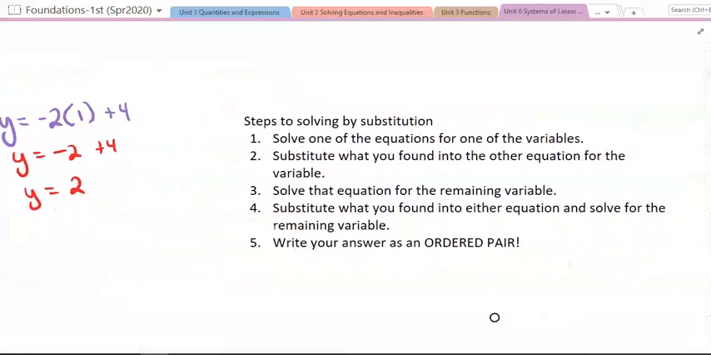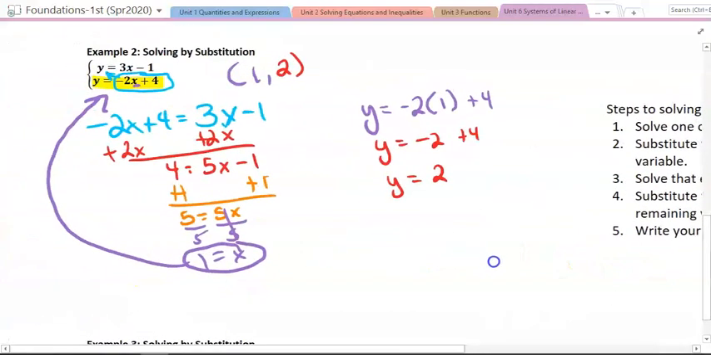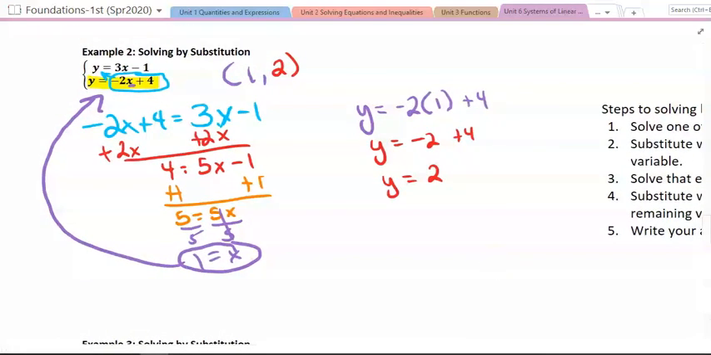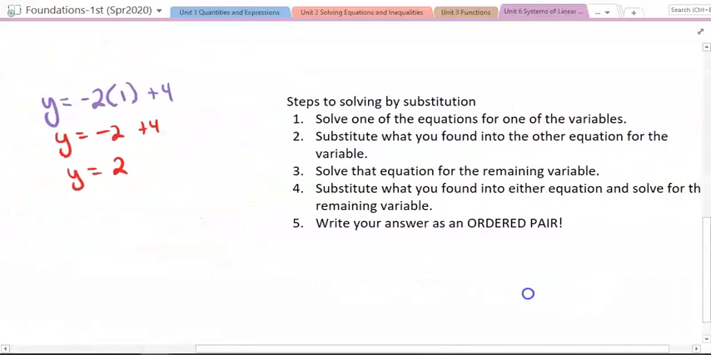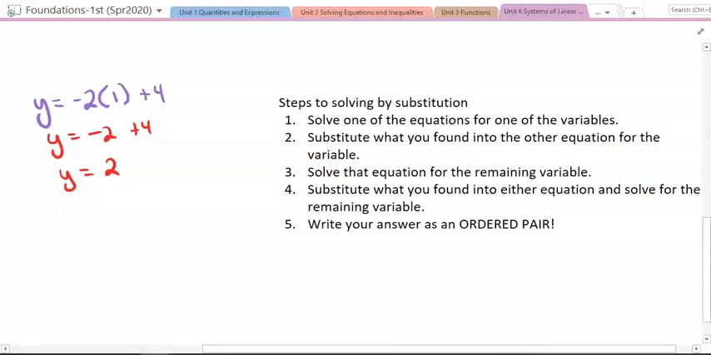Step 2, substitute what you found into the other equation for the variable. And so as you see, we took what we found here, and substituted it in for the variable there, right? It said y equals that whole part that we circled in blue, and in the other equation, we substituted it in here, okay? Step 3, solve that equation for the remaining variable.